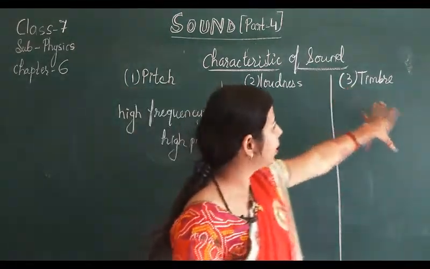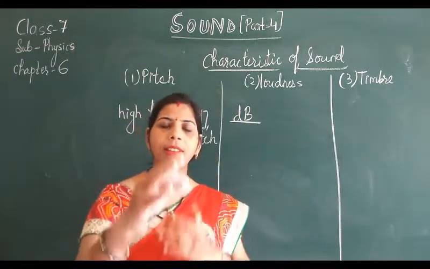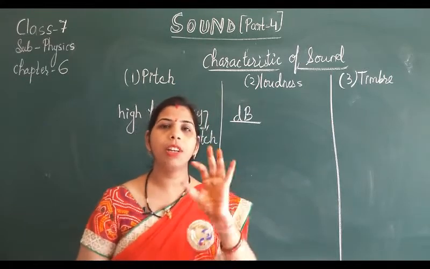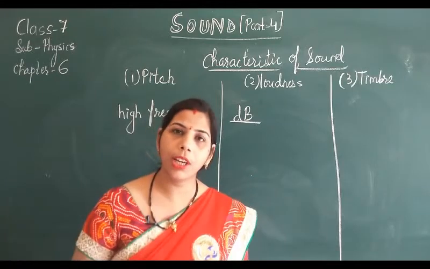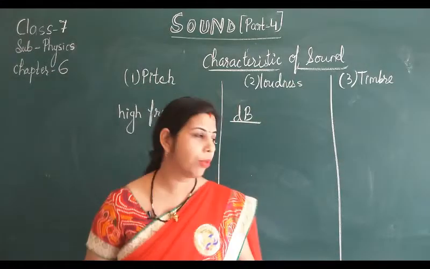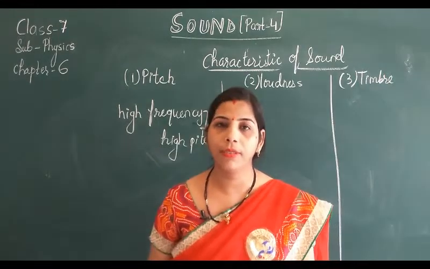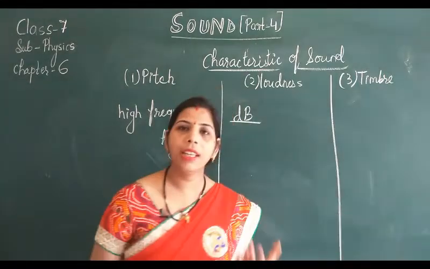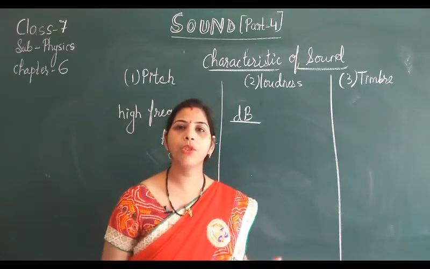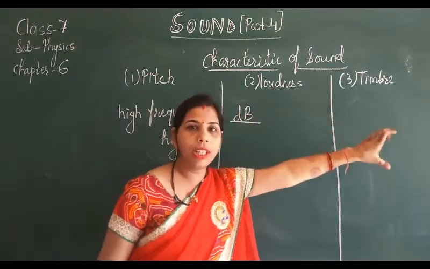Now the third one is quality or timbre. What is this? Someone is calling your name, and without seeing them you recognize that so-and-so person is calling you. Why does this happen? Because of the quality, the timbre of the sound. That means quality helps to distinguish sounds. You are not seeing that person. Sometimes you receive a call and you know that so-and-so person is talking with you. These things are the timbre, the quality of the sound.